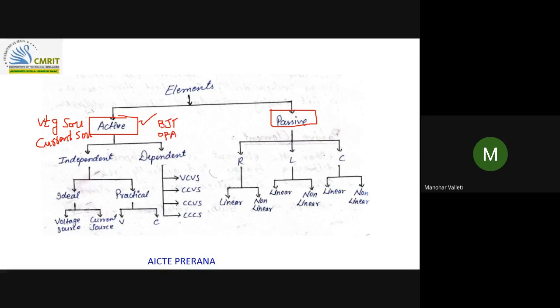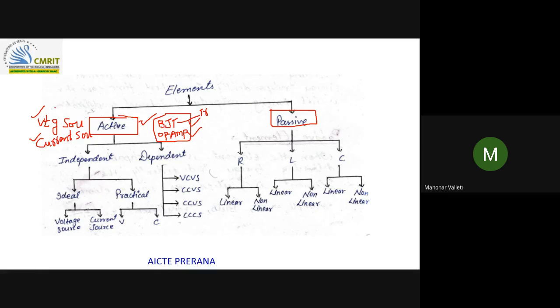Not only is it delivering either voltage or current for an infinite amount of time, if the particular element has amplification, this is an alternative definition. So if the particular element is able to do amplification of the applied input signal, then that element also we can call an active element. So BJT means all the transistors, and op amp, these are able to amplify the signal. So this is the alternative definition for an active element.